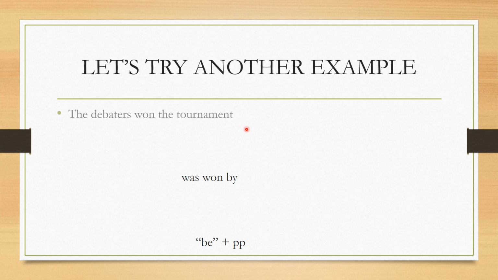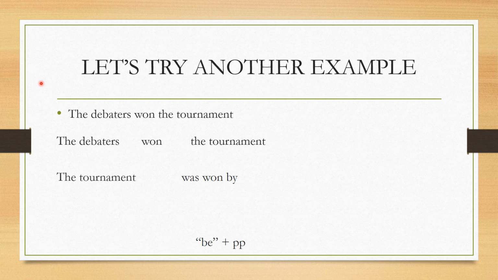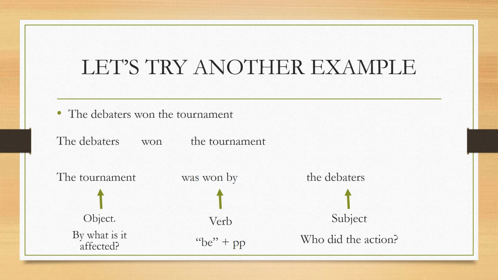So we're going to try another example now. The debaters won the tournament. The debaters is the subject, won is the verb, the tournament is our object. So now obviously we have to start with our object, which is the tournament, and then we need to take our verb, add an auxiliary be, so it becomes was. If you're not sure what I'm talking about, please go watch my tenses video, and then we add by. So the tournament is our object. By what was it affected? Was won by is our verb, and then the debaters is our subject. So who did the action?